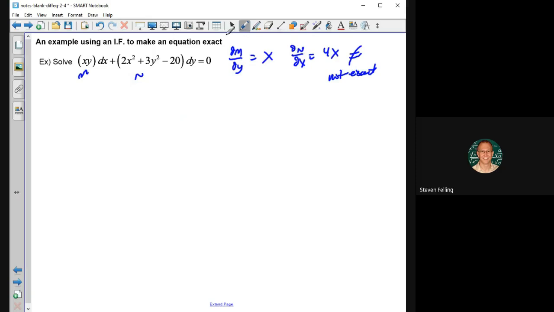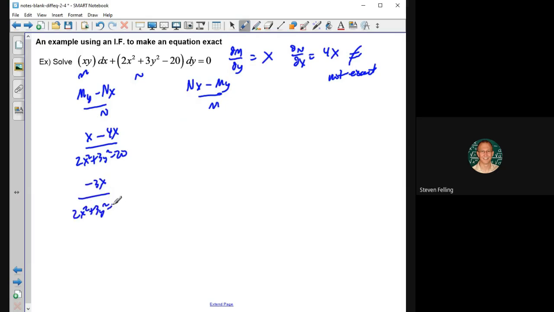Okay. So the quotients that we're supposed to check are, now that I've got that corrected, my minus nx over n, and nx minus my over m. Okay, let's check that. So my is what we computed up here. So this is x, and nx is this one, which is 4x, divided by n, which is 2x squared plus 3y squared minus 20. And that ends up being negative 3x over 2x squared plus 3y squared minus 20.